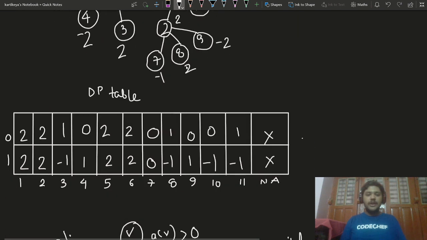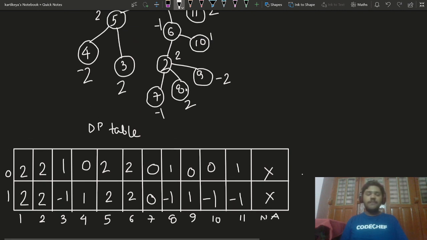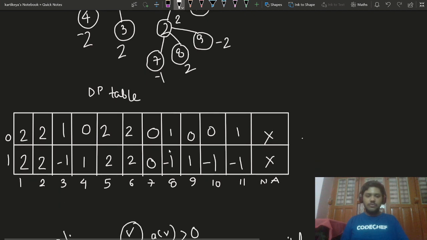Come to 8. 8 has 2. Can it offer a positive value? Yes, for sure. What is it? It is 2. What is the power of 2 in that? It is 1. Can it offer a negative value? No, 8 cannot offer a negative value. So fill it with minus 1.